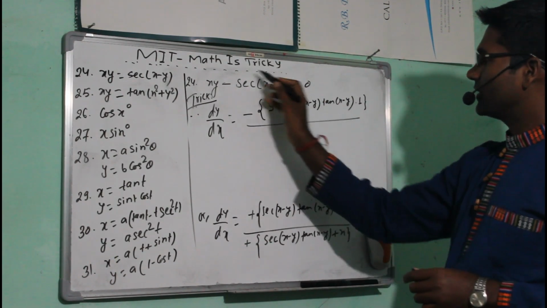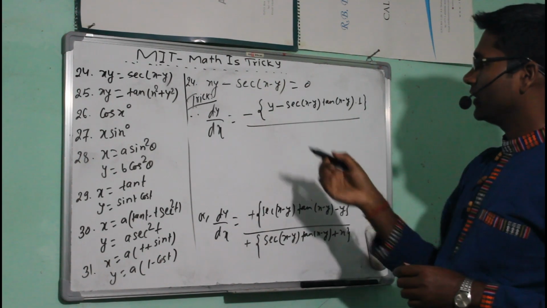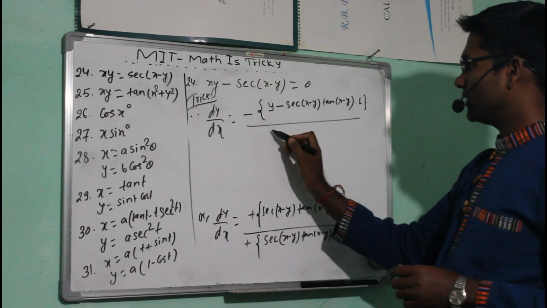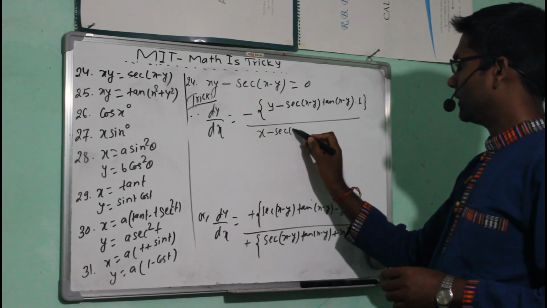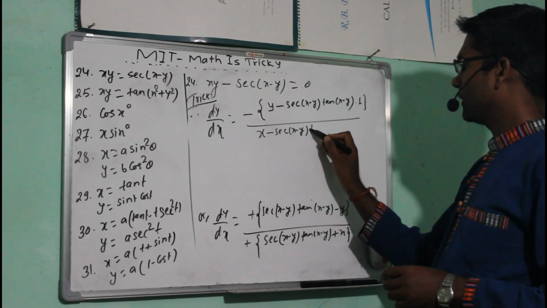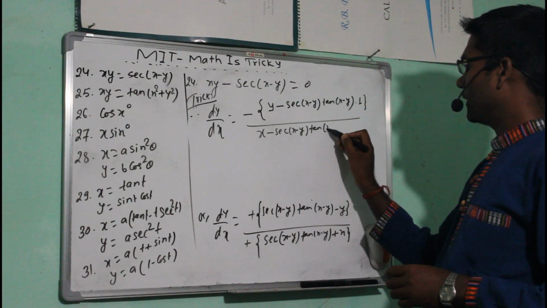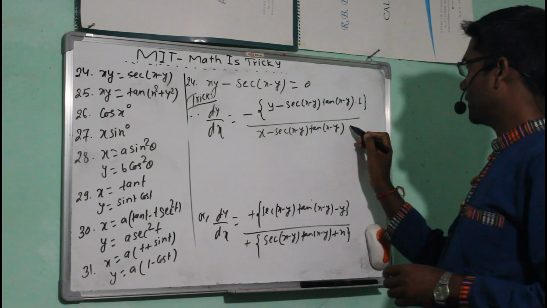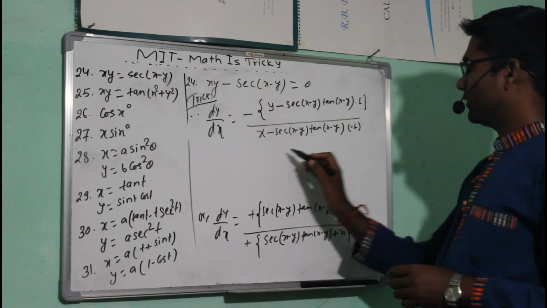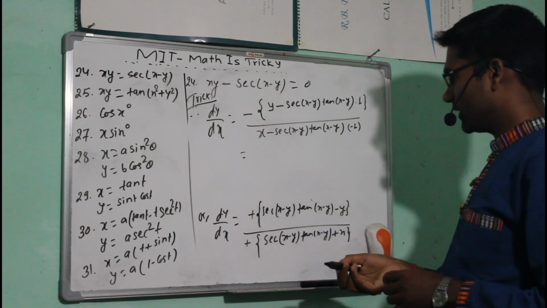Now let's differentiate this with respect to y. The other r will be constant, so it will be simply x, then minus sec(x minus y) tan(x minus y) minus y. Now the derivative of this will be 0 and minus 1. So if you multiply, I'm sure we are getting the same answer.